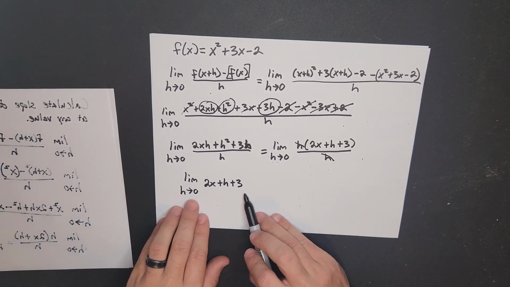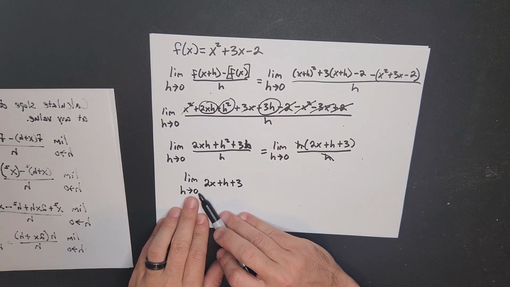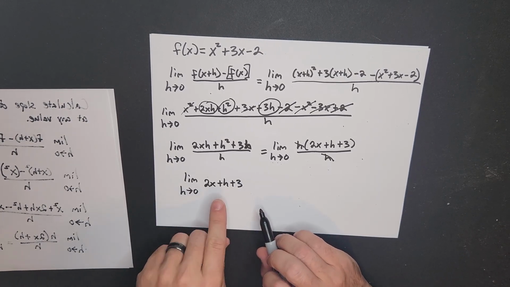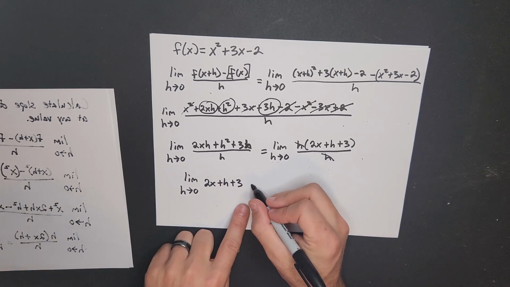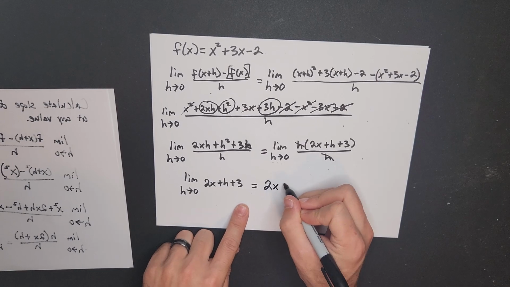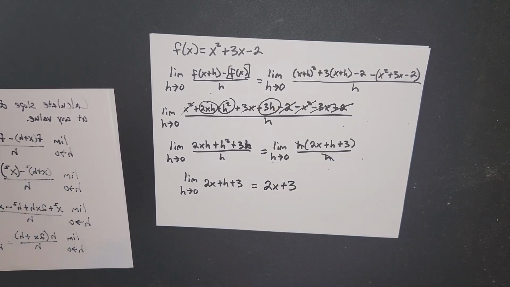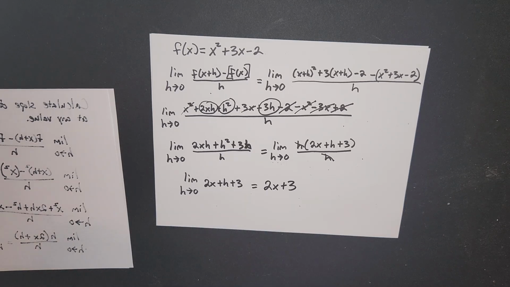Notice, now that I'm not dividing by h anymore, I can do direct substitution with this h going to 0. Take this 0, plug it into the h value. That turns that h to 0, which means 2x plus 3. And that is the difference quotient formula for the slope of the tangent line of this function. That is going to be the slope of the tangent line to it every time.